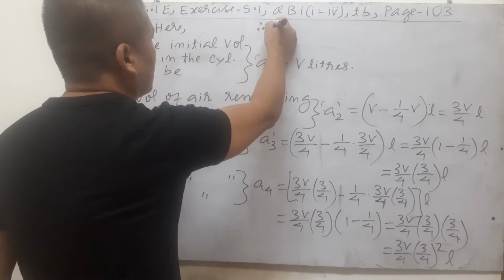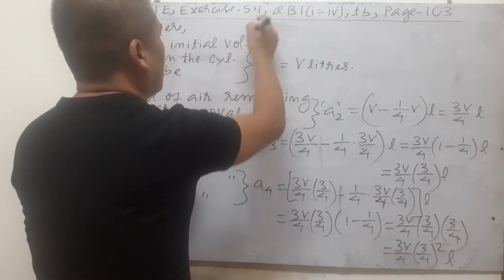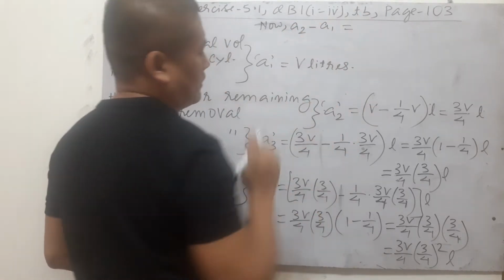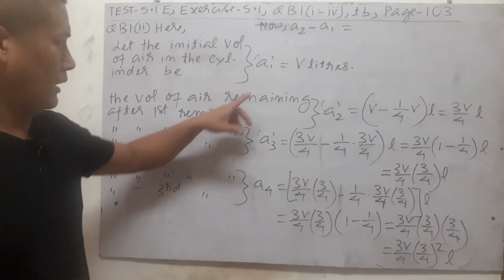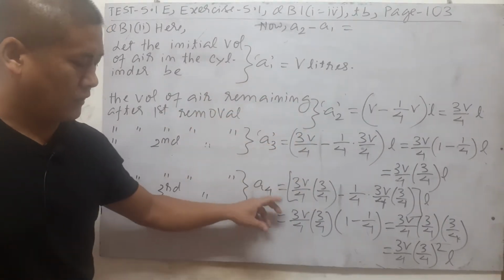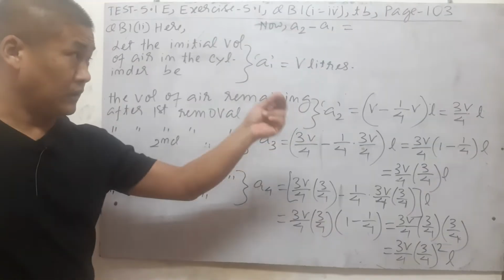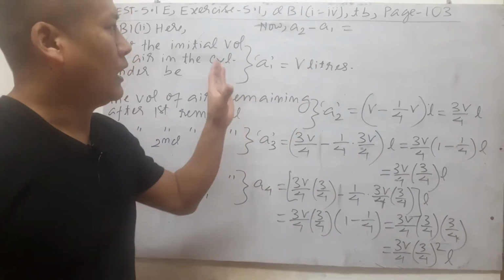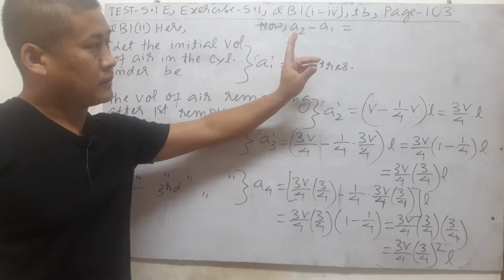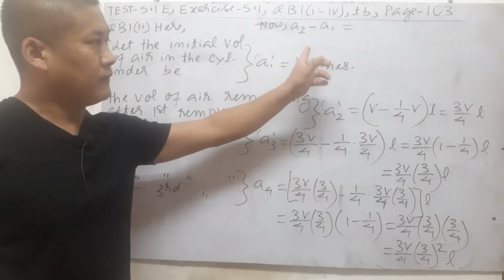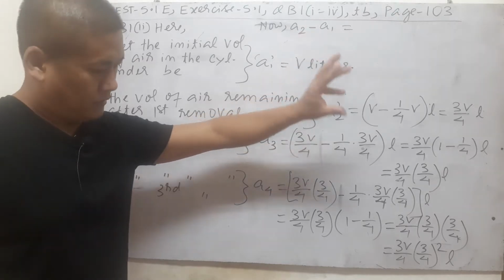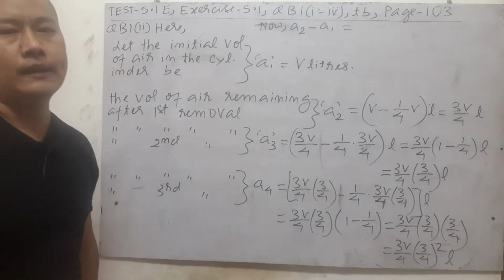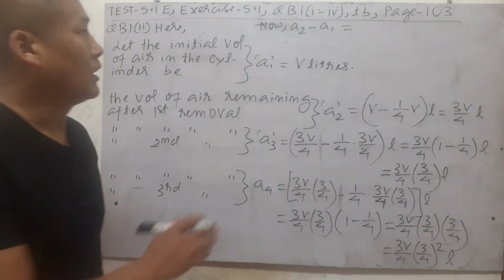So let us now find A2 minus A1, the first one. How do we know whether A1 value V liters, A2, A3, A4 are in AP or not? As I said in the beginning, the only confirmatory characteristic of an AP is that they will have a common difference. So we have to calculate the common difference and see whether they really have one. If they have a common difference, then that is surely an AP. If they do not, that is surely not an AP. So let us find the common difference.